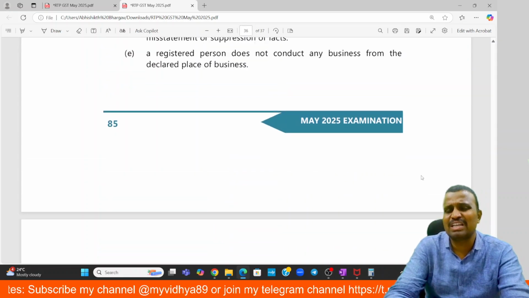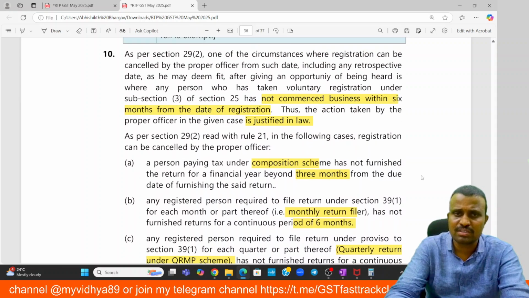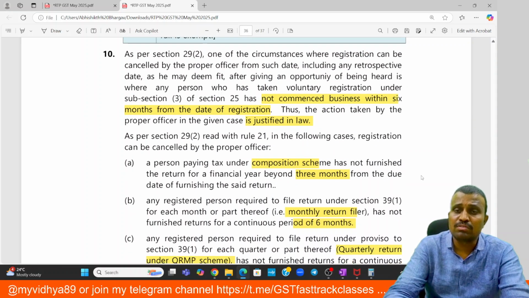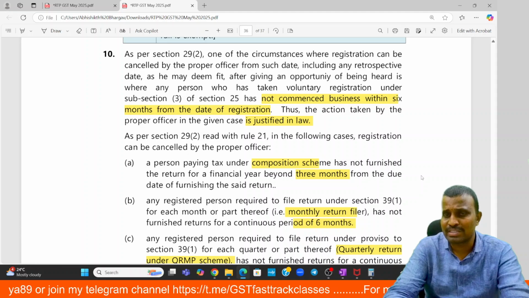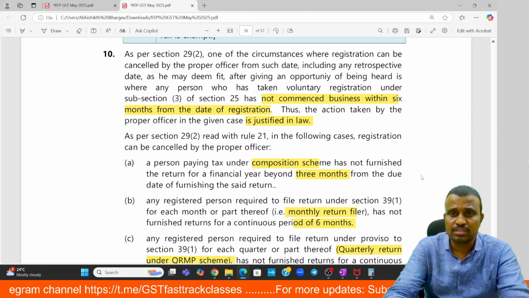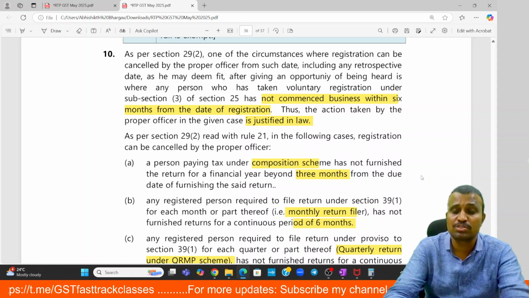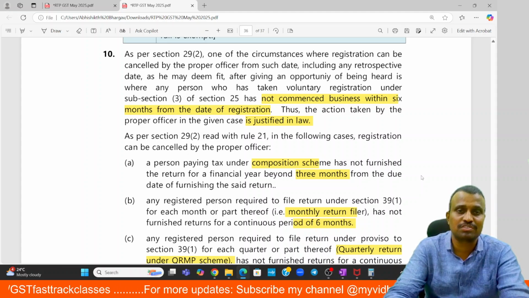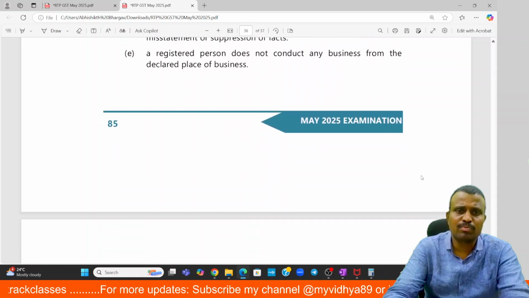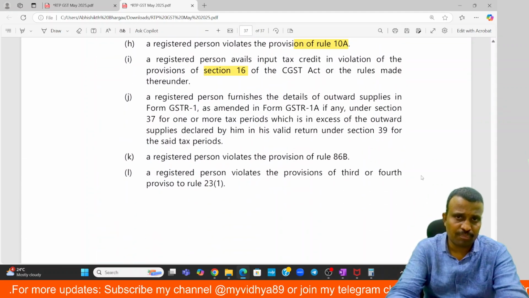Okay, so these are the grounds we have. These are the major points. First A to E are the major points, and on a suo moto basis, the proper officer can issue the show cause notice for cancellation of the registration. Okay, these are the points we have relating to the RTP in relation to GST.